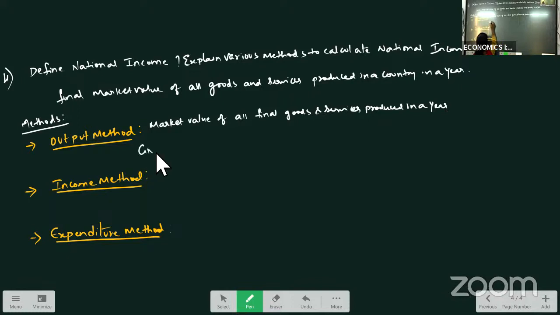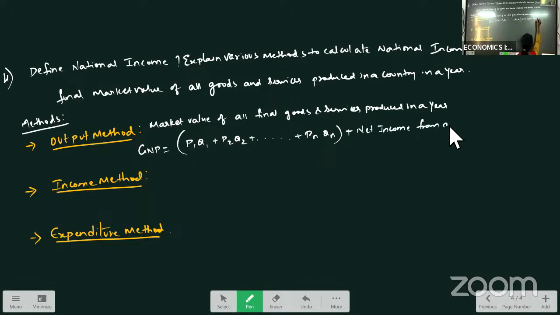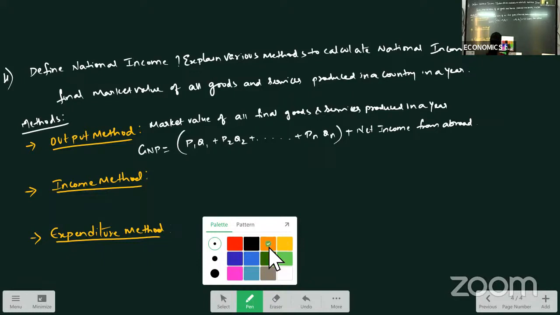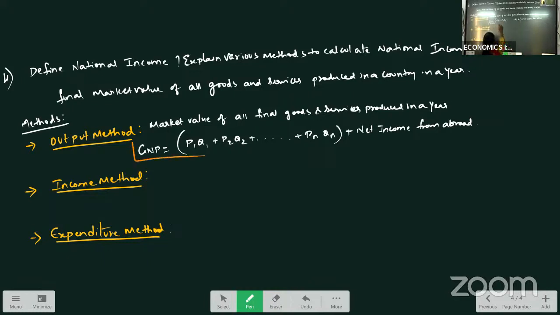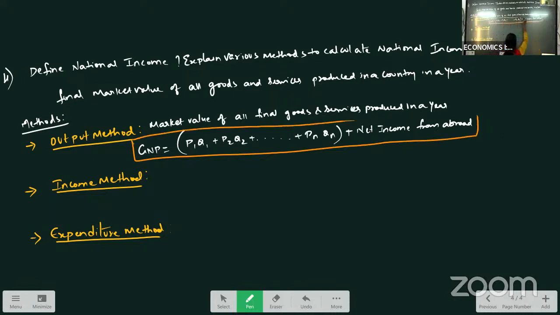So, GNP is equal to, what is our formula here for national income? P1Q1 plus P2Q2 plus so on up to PNQN plus net income from abroad. So this is the formula for your GNP at output method. We calculate this gross national product using the output method.